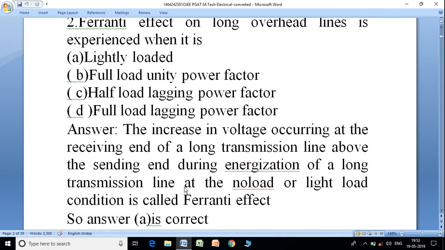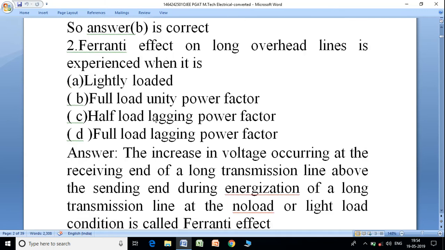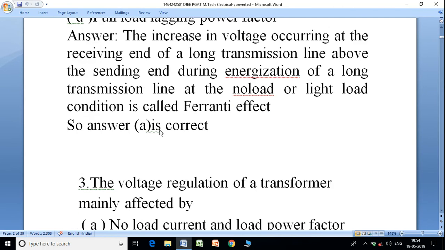It means if we energize a long transmission line at no load condition or light load condition, in that period the receiving end voltage is more than the sending end voltage. So this effect is called Ferranti effect. Therefore the correct answer is light loaded. So A is the correct answer.